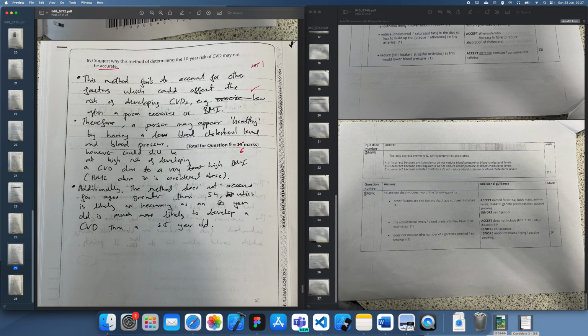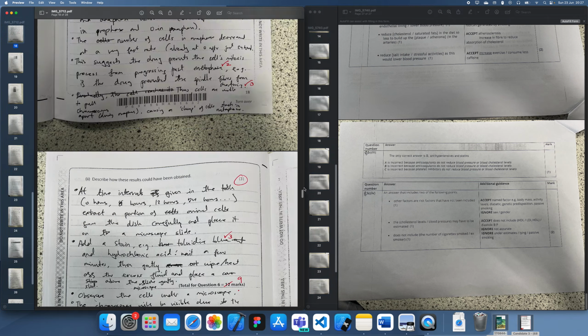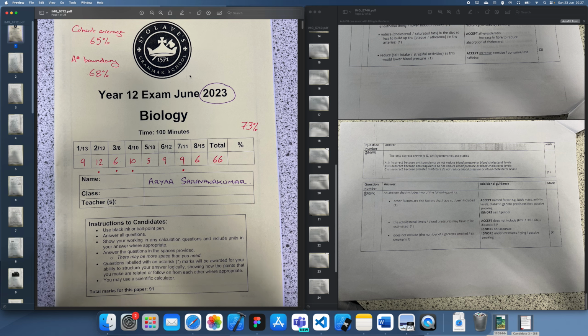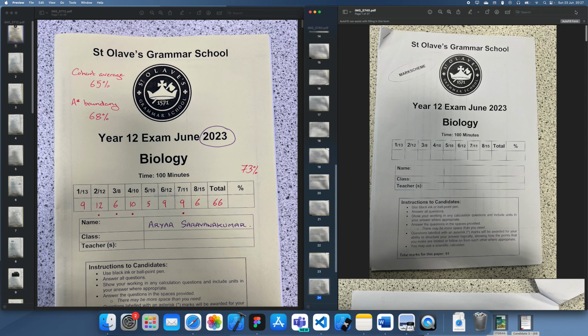But yeah, that's this paper complete. Overall, managed to get an A star, 19 days of revision. So I'll give you a tutorial on how that will be accomplished soon.